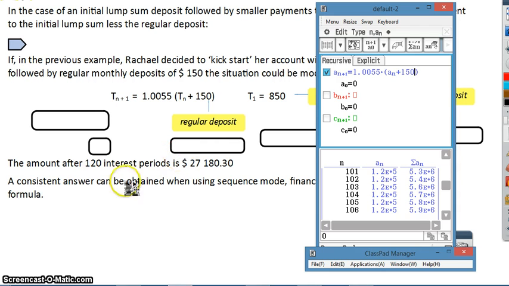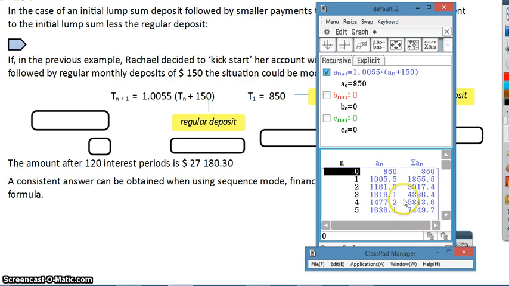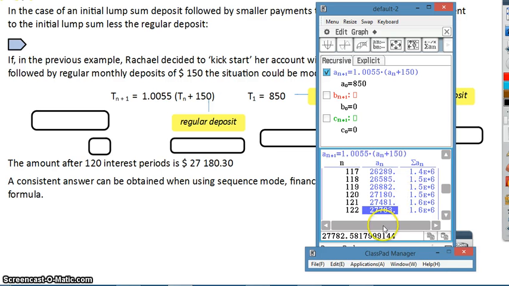Okay, we're going to show that the amount after 120 is 27,000 if you put that extra bit in. So 850 goes into there, A n plus 150 there, and recalculate. And if we go down to 120, we'll see. Oh, there we go. 27,782.58. So considerably more money than she had before for that extra initial deposit. That's because compound interest makes it grow exponentially.